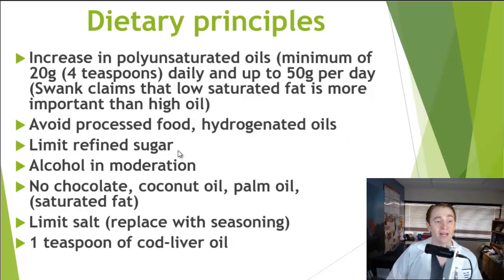Alcohol was okay in moderation, and you would avoid certain plant foods that were high in saturated fat, such as chocolate, coconut oil, and palm oil. And you would limit salt and try to replace it more with seasoning, and you would take 1 teaspoon of cod liver oil per day, which is high in vitamin D, now known to be correlated with multiple sclerosis severity. That wasn't known in Swank's time, and it's unclear exactly why he recommended this.